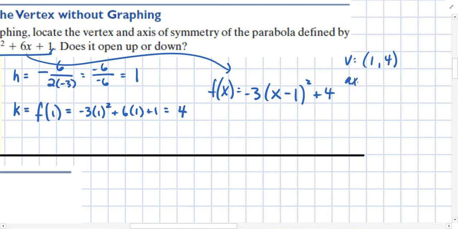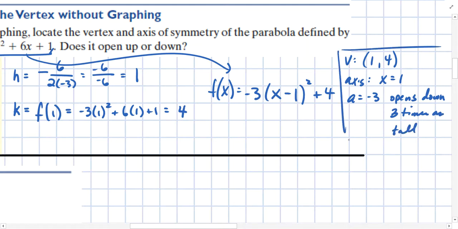The axis of symmetry, that's easy to do. That's going to be x equals 1. And does the graph open up or down? Well, because the a value equals -3, we know that the graph opens down, and it's essentially 3 times as tall as a standard quadratic function.